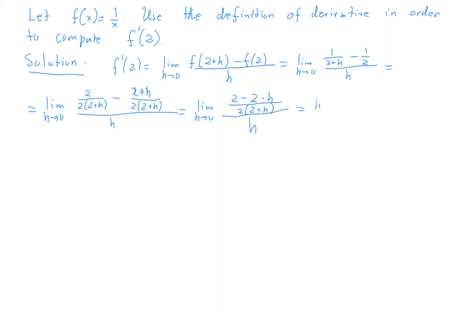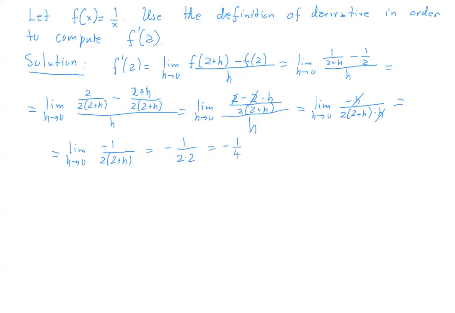And now we make this into a simple fraction. And on the top, the 2's cancel each other. So we have a minus h, and on the bottom we have 2 times (2 plus h) times h. And now we cancel. That's the upshot of the whole method always, to get rid of that h. And it's minus 1 over 2 times (2 plus h). And now we can simply plug in h equals 0. And that will give us negative 1 over 2 times 2, also known as negative 1/4.